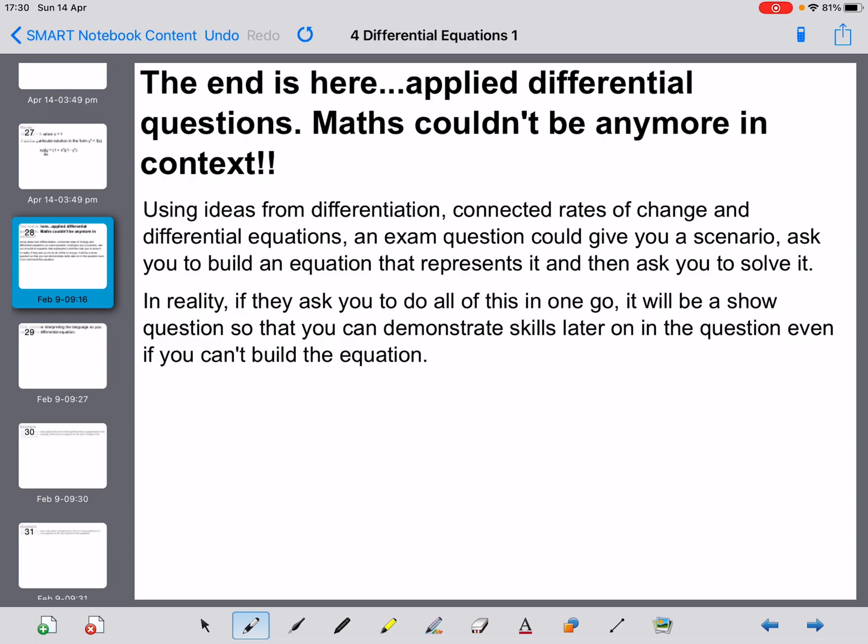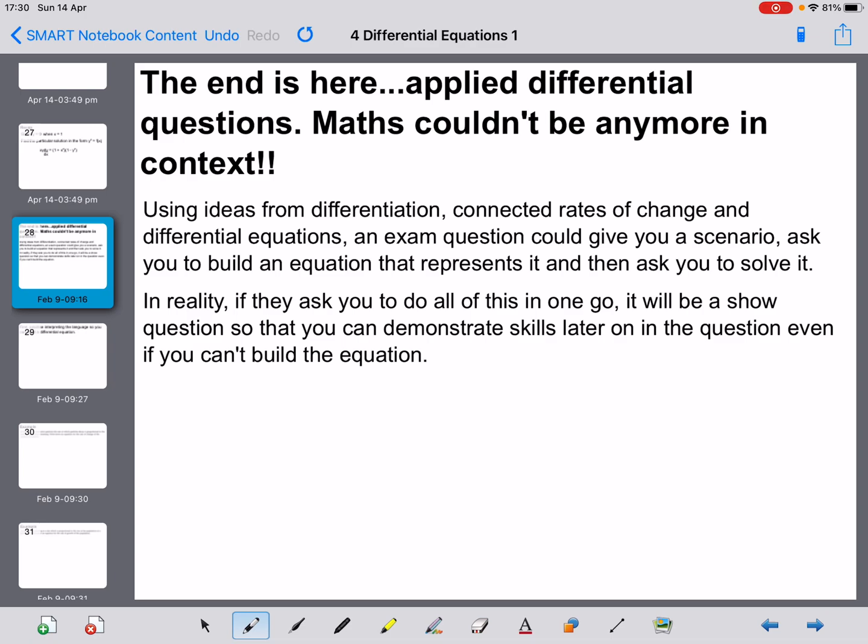But because it's a show question, it doesn't mean that you can give up on it. It means that if you can't do the show part, then at least you can go on to do the separation of the variables and the integration. They'll either just give it to you from the start and you'll just have to work with it, or you'll have to show it from the context. Either way, you should still be able to separate the variables and do the integration.